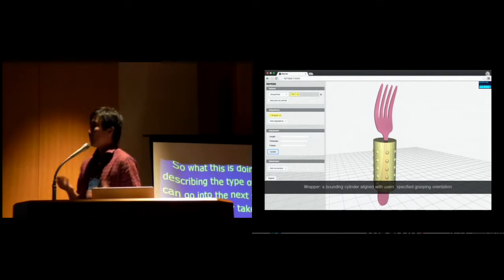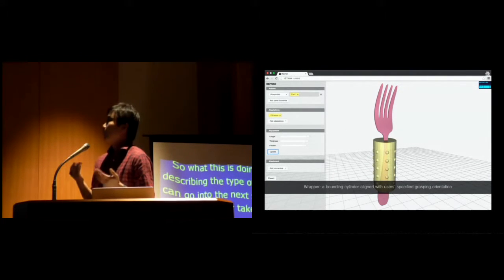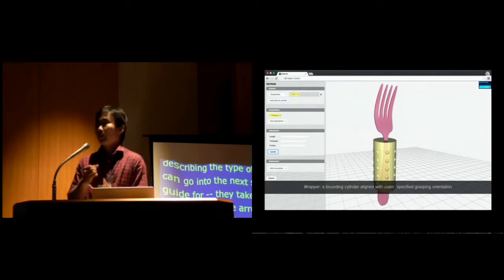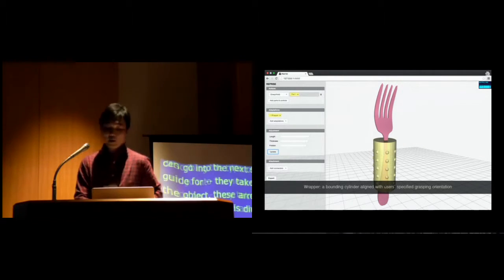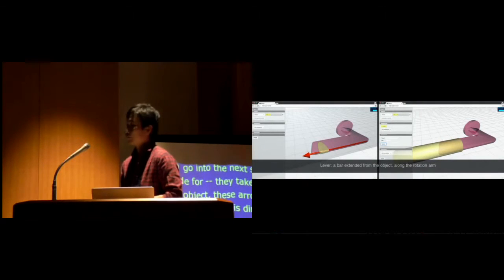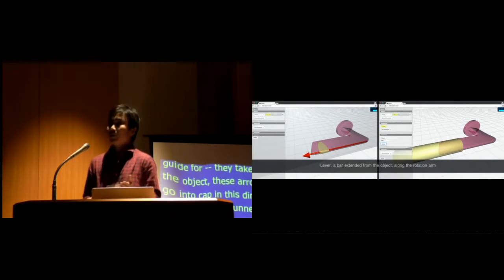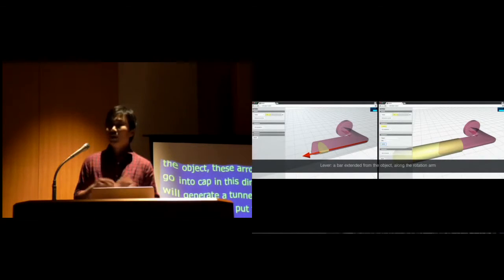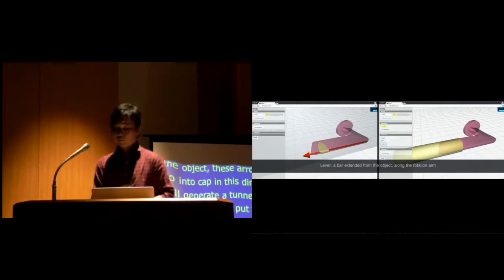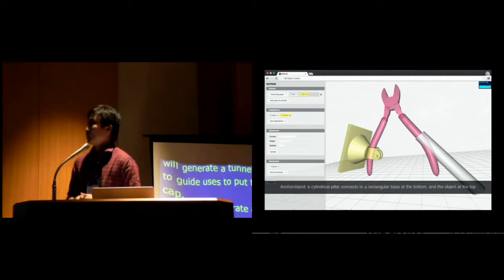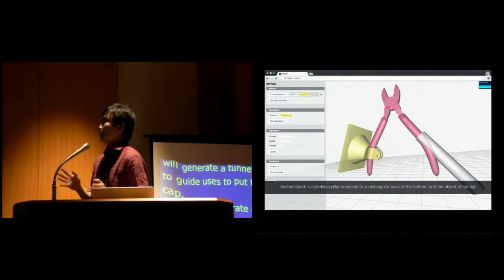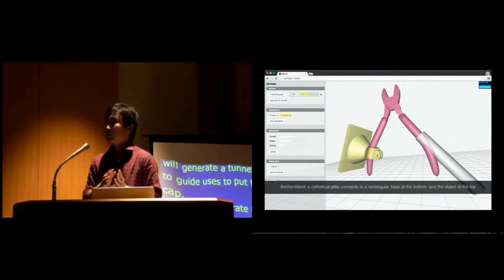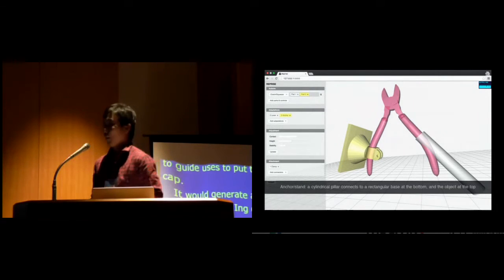To generate a wrapper, we generate a bounding cylinder aligned with the user's specified grasping orientation, as specified using the virtual hand. And the lever is generated as a bar that is extended from the object along the rotation arm. To generate anchor or stand, it's basically a cylindrical pier that connects to the rectangular base at the bottom and to the object at the top.